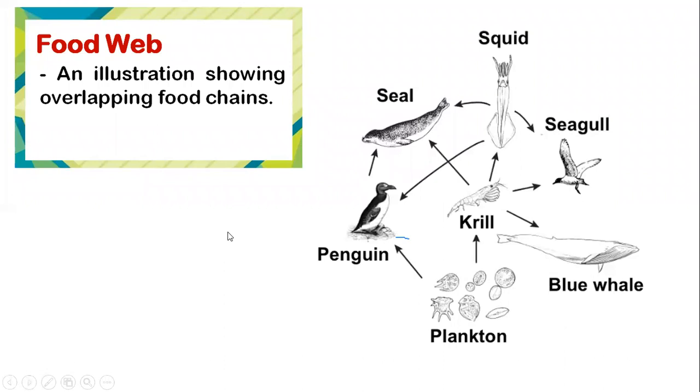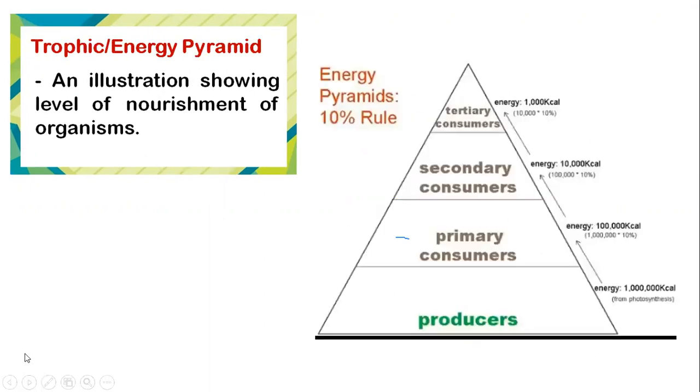So if you try to look at it, a food web is the overlapping food chains. There are many food chains that can be observed in a food web. Let's proceed to the trophic or energy pyramid. It is an illustration showing the level of nourishment of organisms transferred from one organism to another organism.